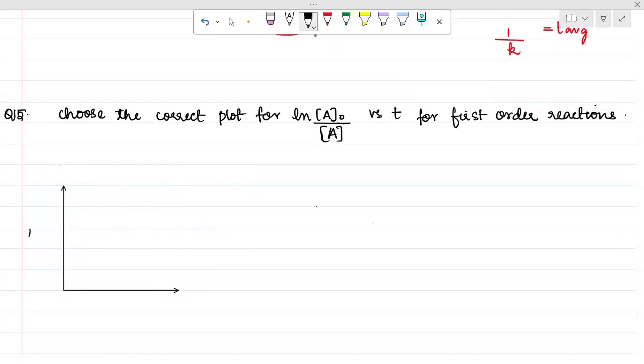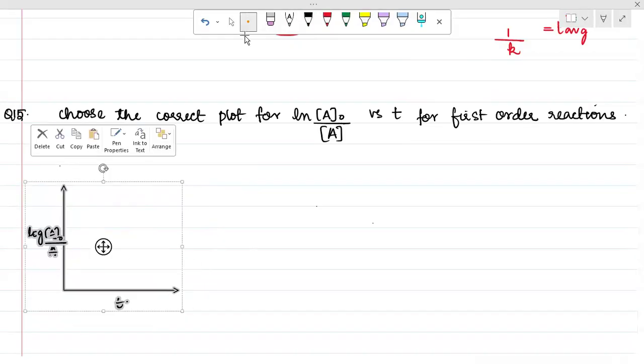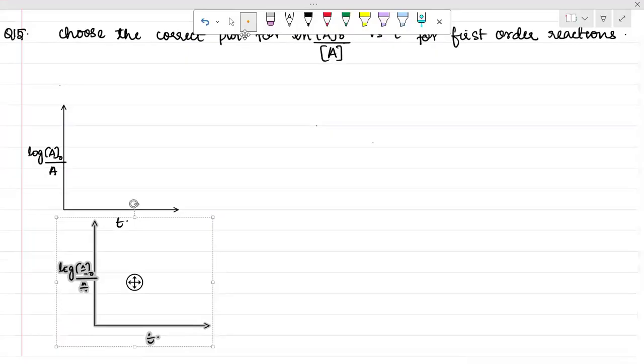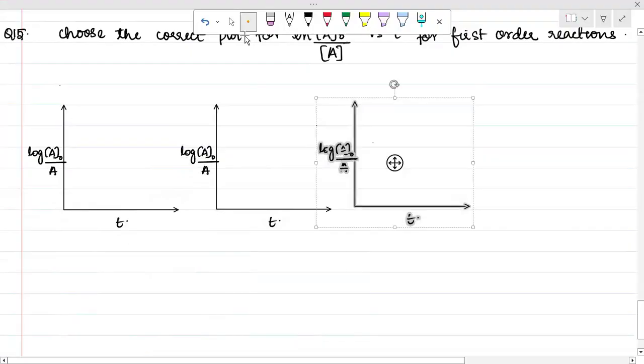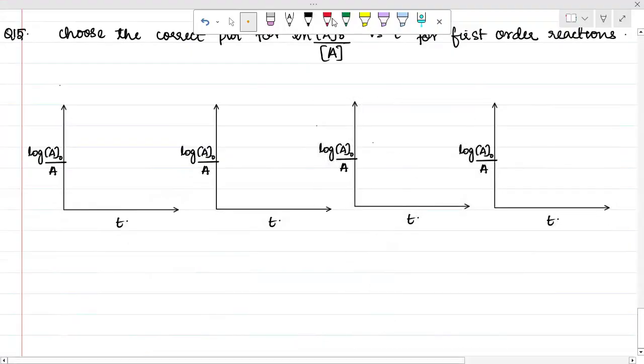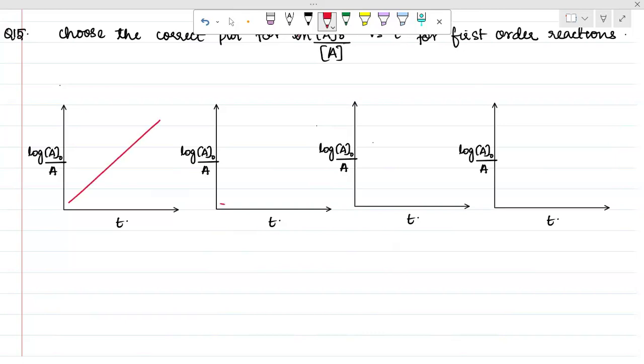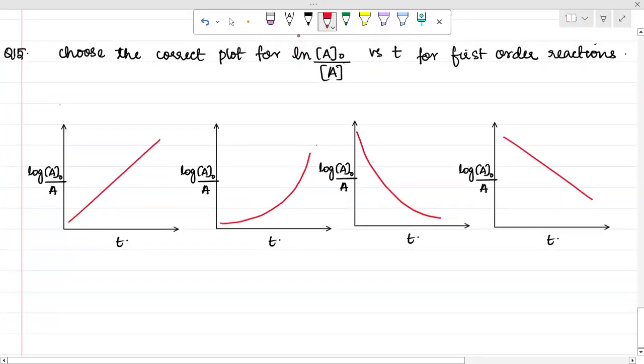Okay, so what we have is log A naught by A versus T. There are 4 options. The options look like this. One is a straight line. The other one is exponentially increasing. Next one is exponentially decreasing. And the last one is decreasing straight line. Okay, very easy.